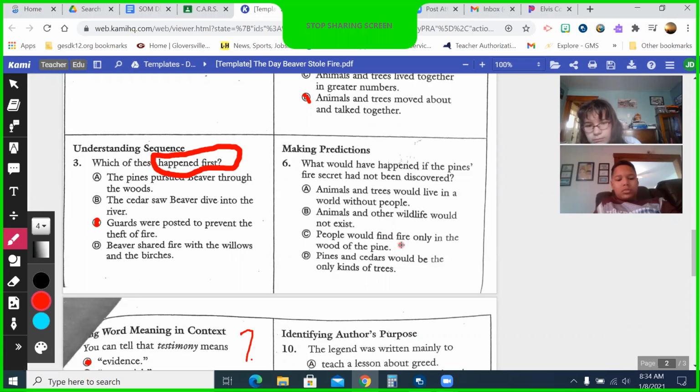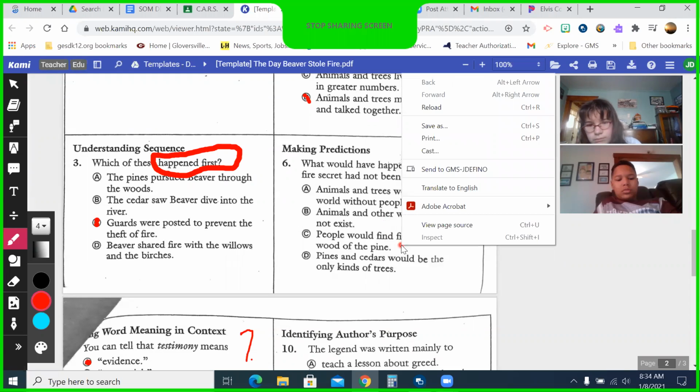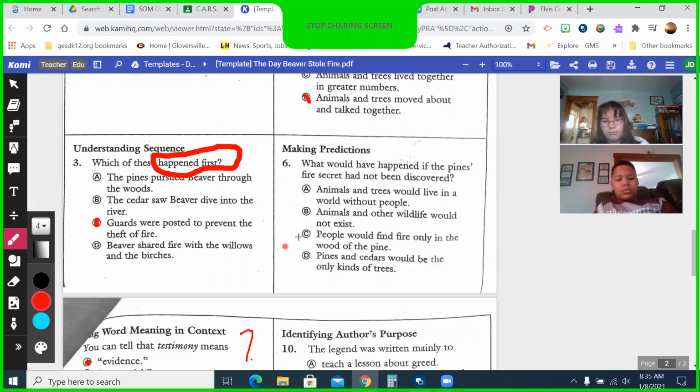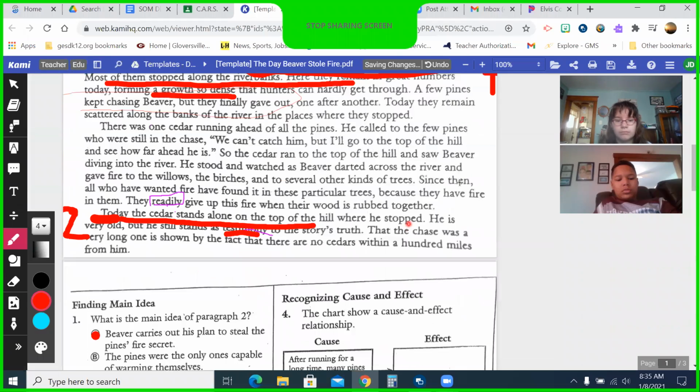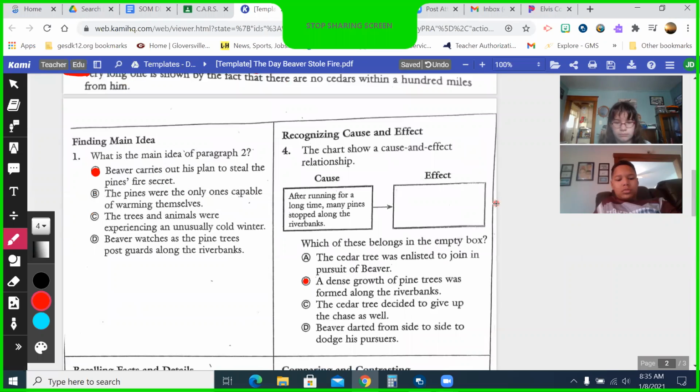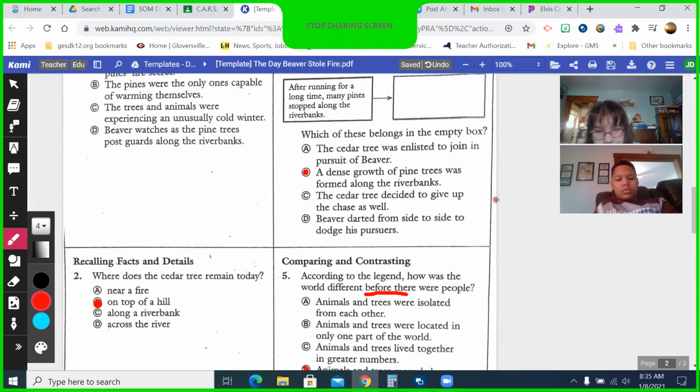But because this is a story about how fire came to be and how people got fire, the answer is C. Okay. So where's our proof? What'd you put for proof, Paige? Oh, okay. Anybody get this one right?